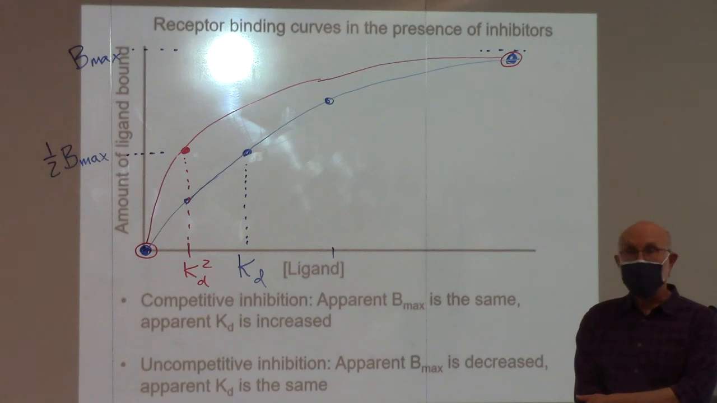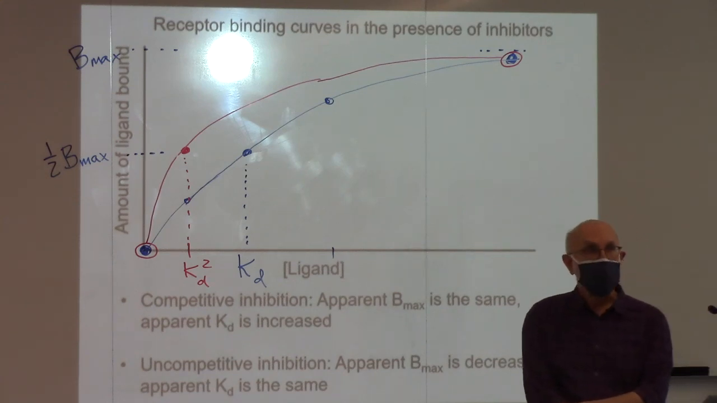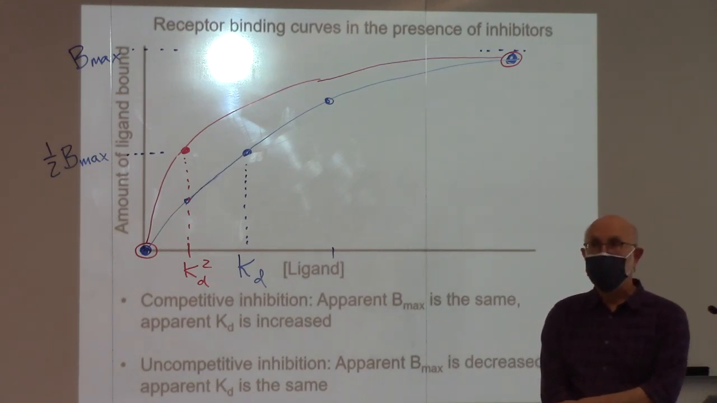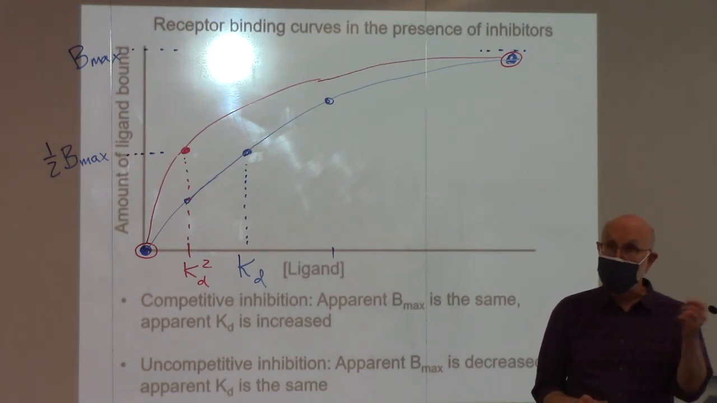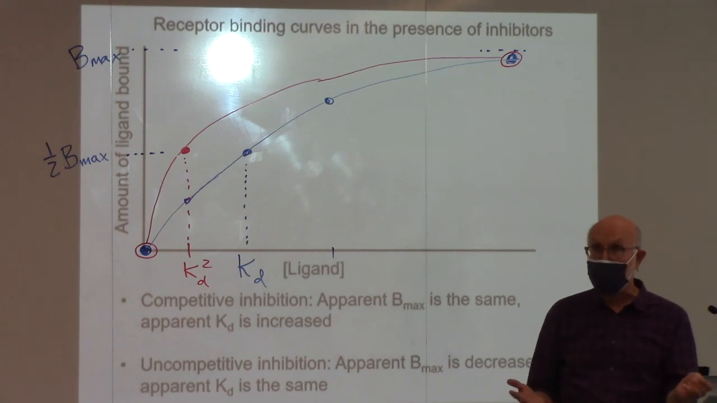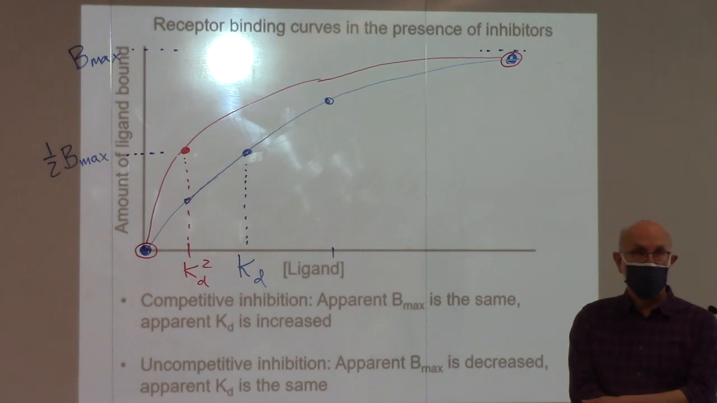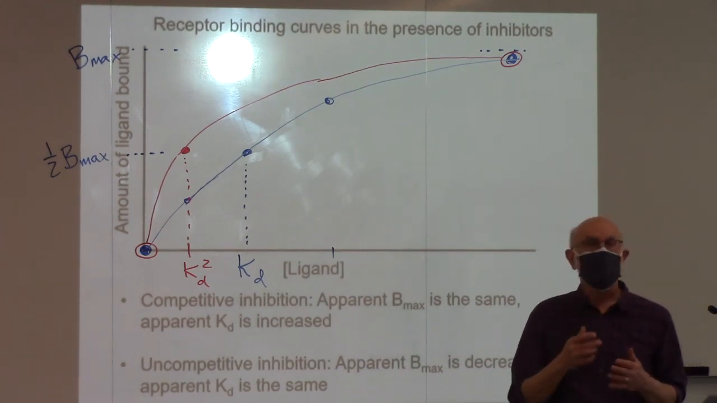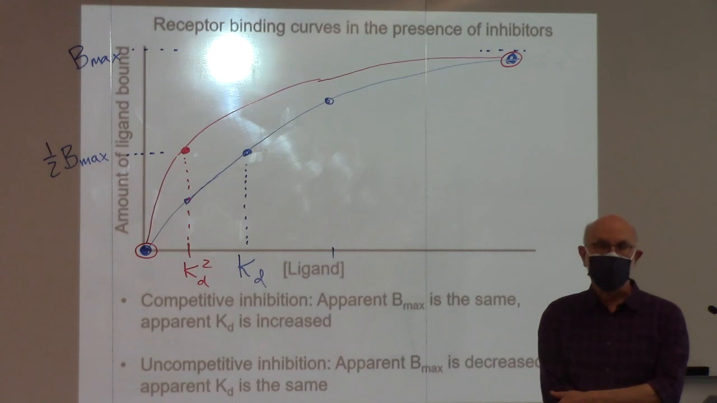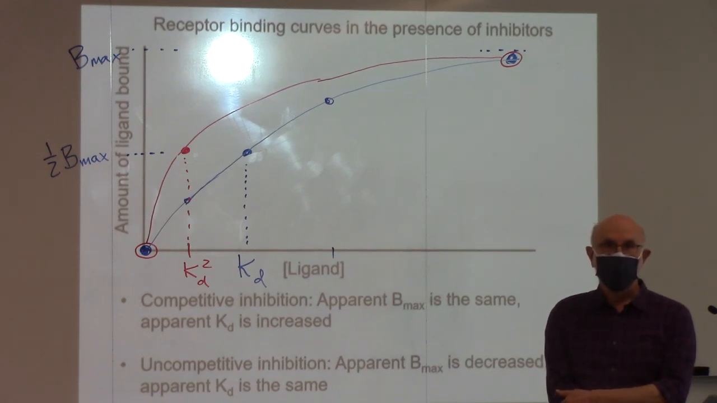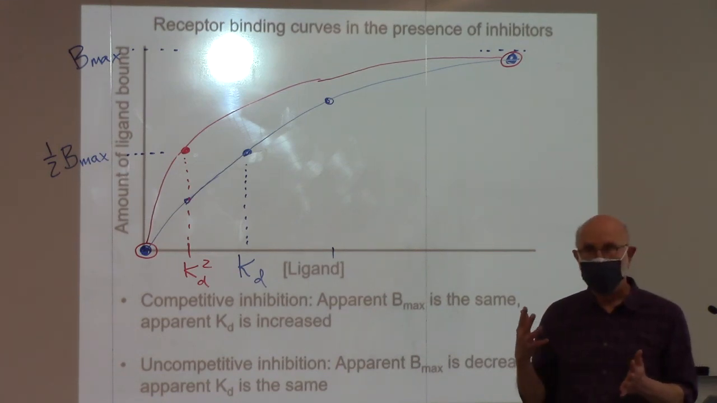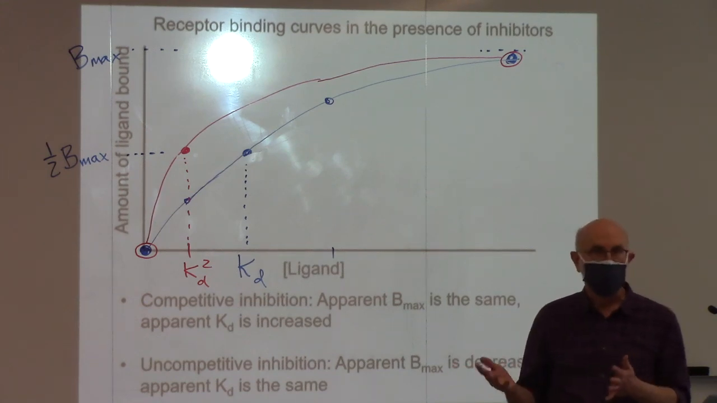If the ligand concentration is high relative to its KD, it's going to tend to be bound. If the inhibitor concentration is high relative to its KD, it's a different binding reaction because it's a different molecule, then it's going to tend to be bound. The competition is related to the relative KDs of those two ligands, the substrate or the agonist and the antagonist.